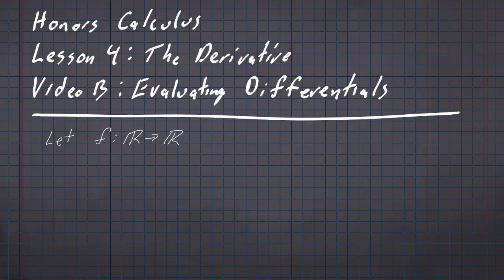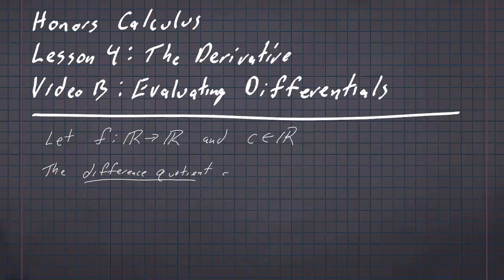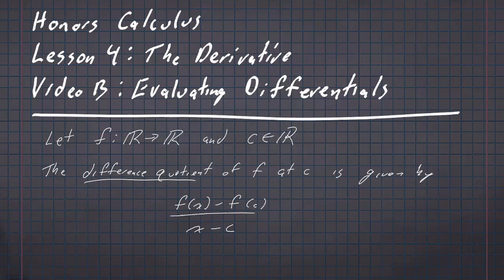So consider a function f from the real numbers to the real numbers, a real valued function. And then let's let c be a real number constant. The difference quotient of f at c is given by f of x minus f of c all over x minus c.